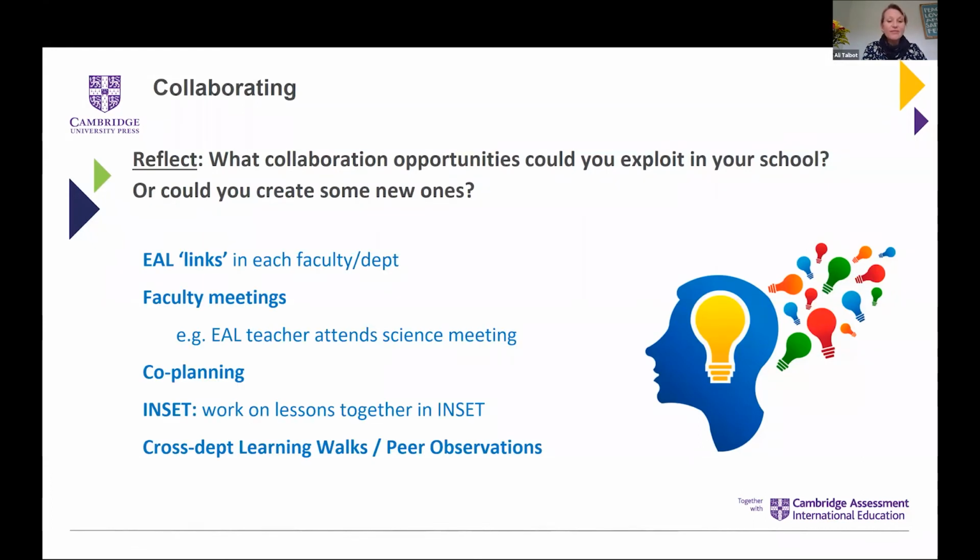Here are some things that I've done over the years. Get people who are really interested in EAL, do a little bit of training, a little bit of talking about EAL in meetings, and then get somebody as a link in each faculty or department that you can liaise with, rather than liaising with 25 teachers in the science department. Have one person, maybe one from each of the different sciences, that you then speak to. Can you free up the EAL teachers to go to the meetings? Again, really powerful. So go to a science meeting, go to a maths meeting.